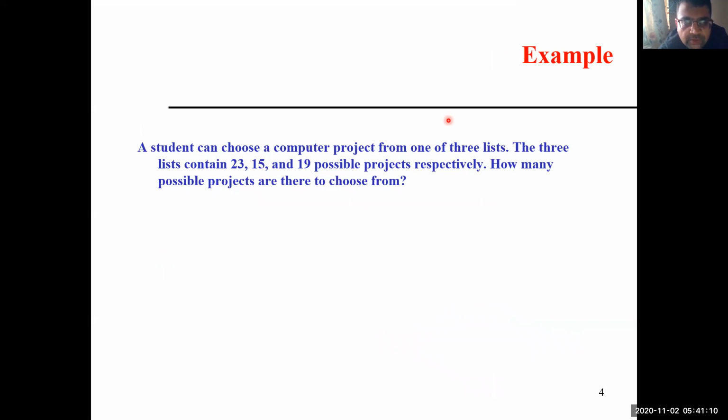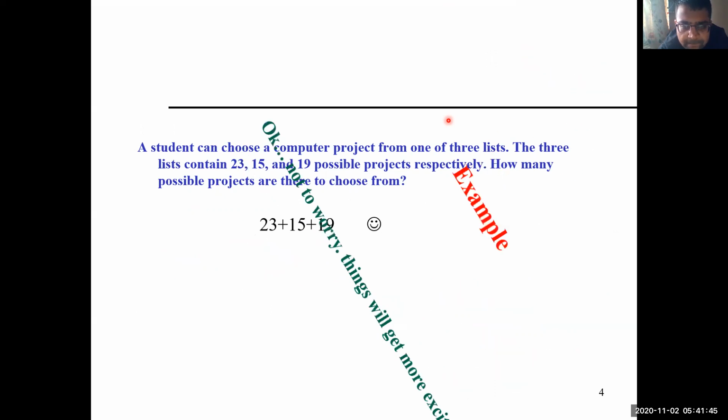So let's go for the first problem. A student can choose a computer project from one of three lists. The three lists contain 23, 15, and 19 projects, and no project repeats. How many possible projects are available for a student to choose from? He can choose 1 out of 23 from the first list, 1 out of 15 from the second, and 1 out of 19 from the third. So the total number is 23 plus 15 plus 19. That is the total number of projects available to him.